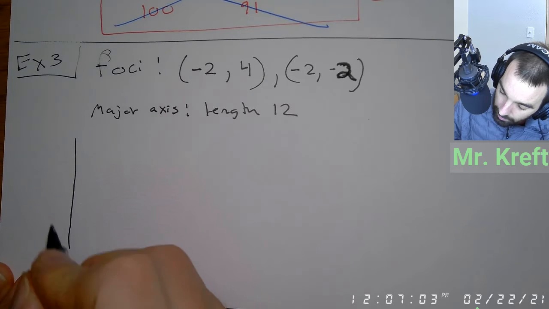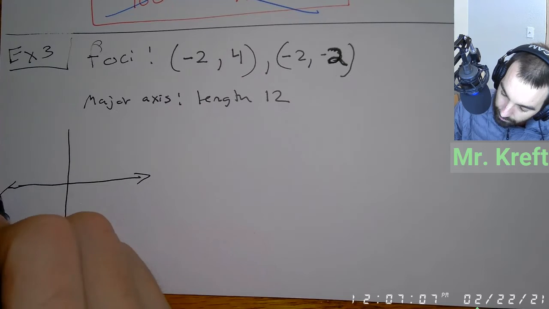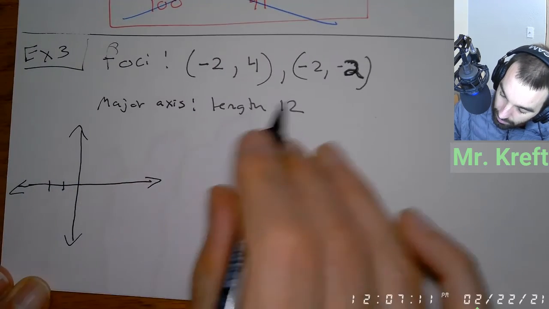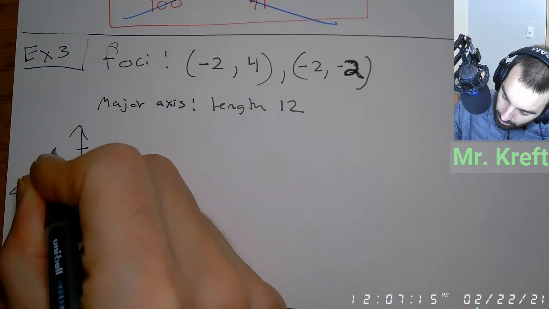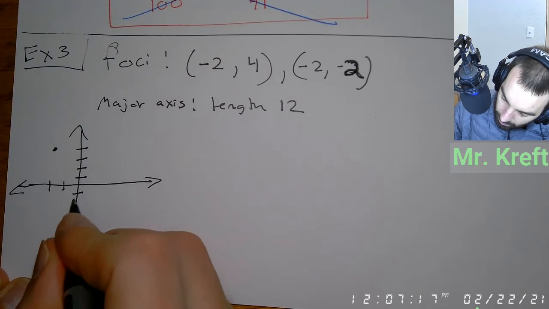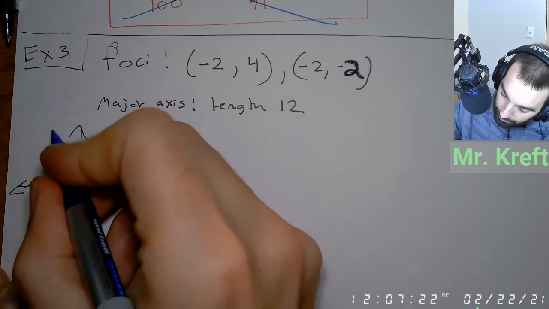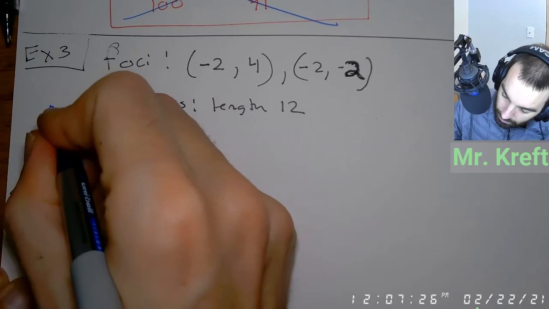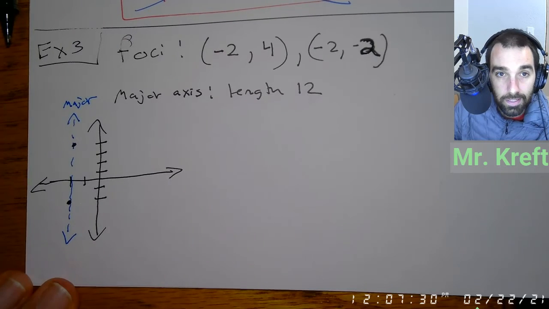So the first thing I would do is plot the two foci. They both look like they're to the left two. One is up 1, 2, 3, 4, and the other one is down 1, 2. So what's really important here is that now the major axis is going up and down. So this one's a little bit different, right? With the major going up and down.